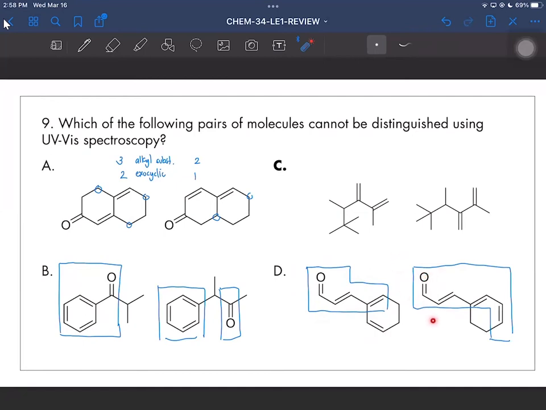And we see that actually, kasi if we verify yung connectivities nila, this is just actually the same compound redrawn differently. Maybe a trick question. Pero since this is just the same compound, they would have the same lambda max. They cannot be distinguished using UV-Vis. So our answer for this problem would be letter C.